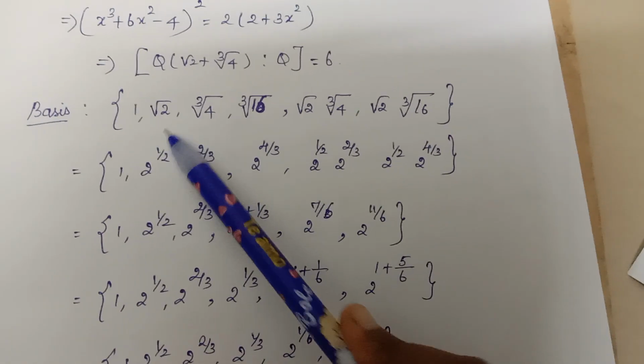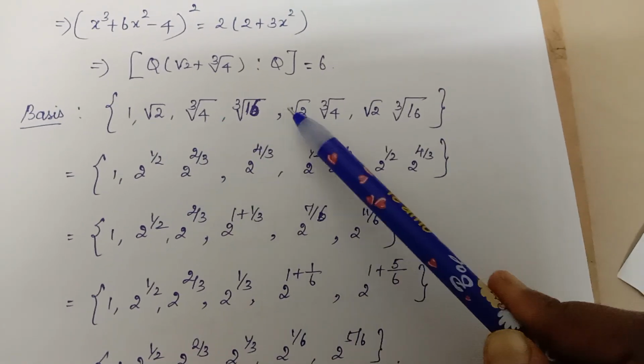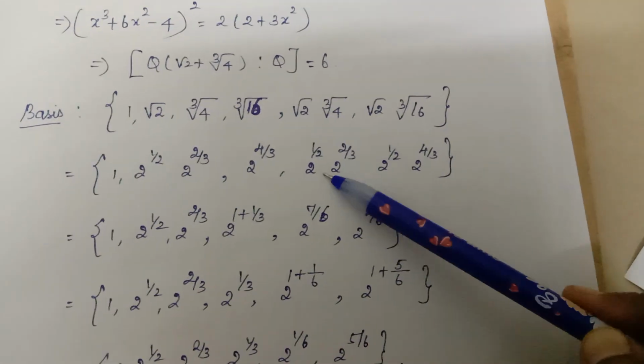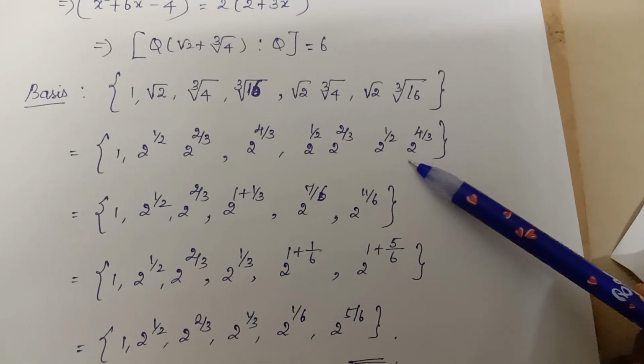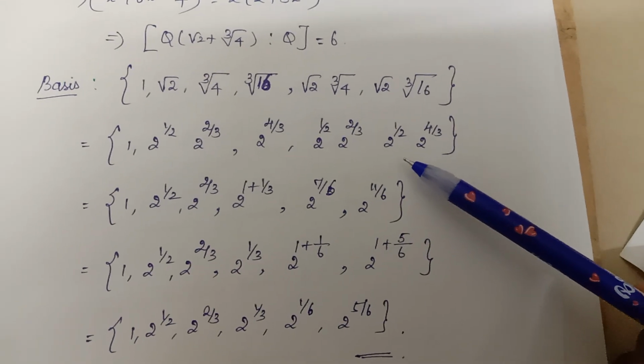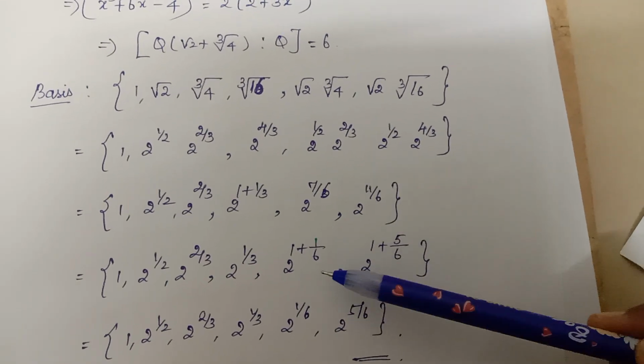Okay, this is 2^(1/2). This is 2^(2/3). This is 2^(4/3). This is 2^(1/2) into 2^(2/3). This is 2^(1/2) into 2^(4/3). If you are particular about the exact basis, you proceed on to the simplification.